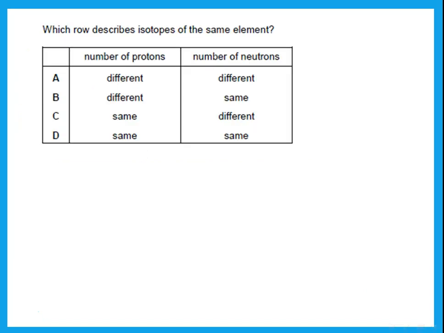Okay, let's try this sample question. Which row describes isotopes of the same element? We said the same element will have what number of the protons? Different or the same? The number of protons should be the same, but the number of neutrons should be different. Do we understand that? So your answer is C.